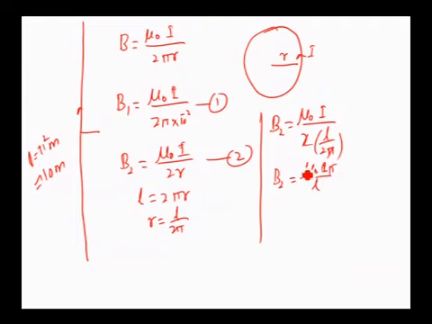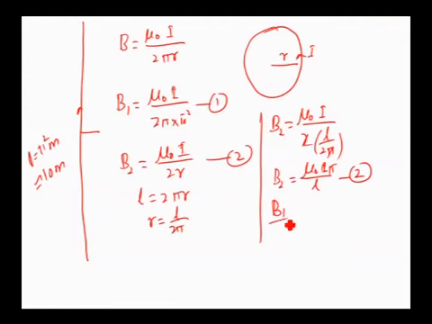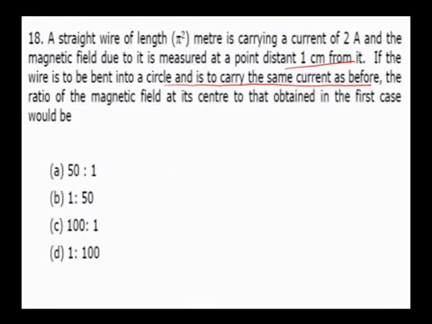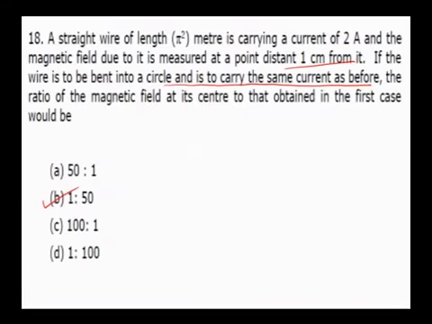Okay, so now what we'll do is we'll take the ratio. If you take the ratio of B1 by B2, then I can write B1 divided by B2 equals, if you substitute all the values, you will get this as 1:50. So I will write the answer directly. Later you can do the calculation. Okay, so the second option is correct.